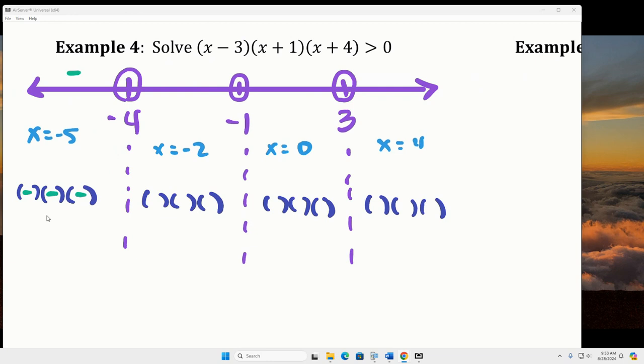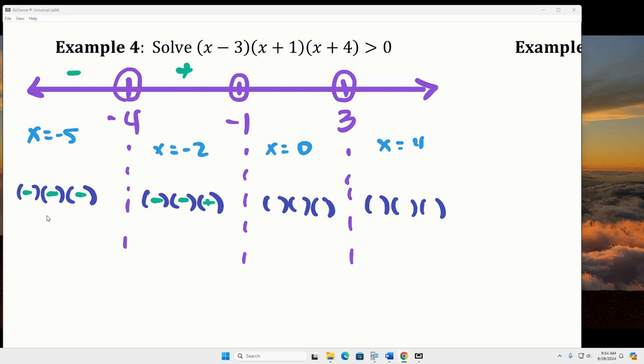All right, I can do that again for -2 and 0 and 4. So like I said, super tedious. So I'm going to take -2 and I'm going to subtract 3 from it. Is that going to be a positive or a negative? Negative. Then I'm going to take it, -2, and add 1 to it. Still a negative. And then I'm going to take -2, and I'm going to add 4 to it. That bumps it up to positive. So this time if I do a negative times a positive, what am I going to get? Positive. All right, so you guys try 0 and 4.